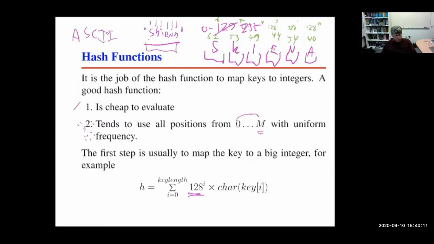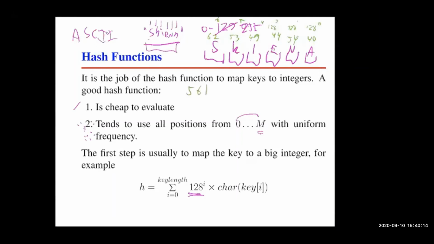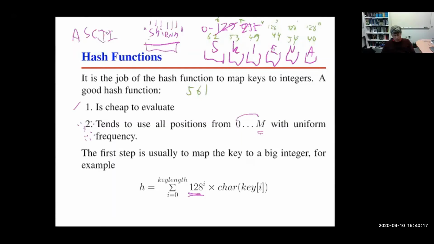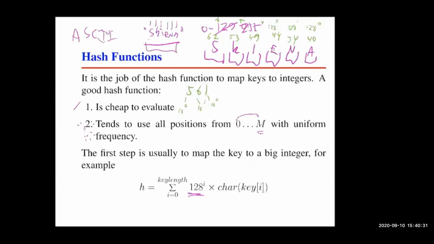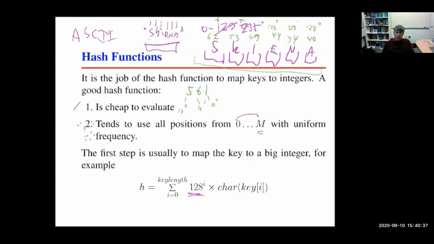What is the number 1561 as a base 10 integer? That's 1 times 10 to the 0 plus 6 times 10 to the 1 plus 5 times 10 to the 2. Remember that? All I'm doing now is interpreting this as a base 128 integer. And when I compute this thing, I'm going to get a number. It is a big number. Does everybody see that it's a unique number for every string? Okay.